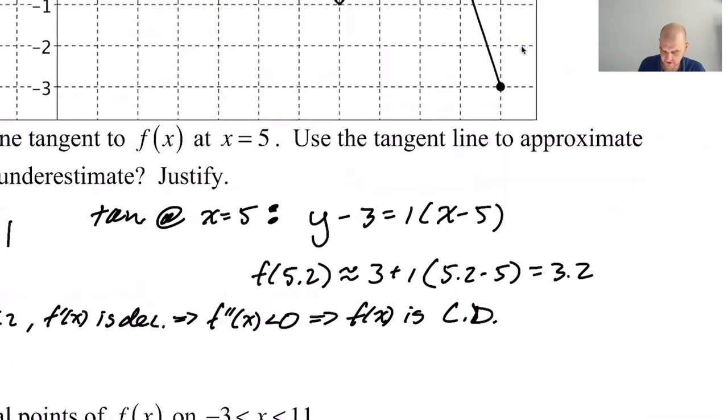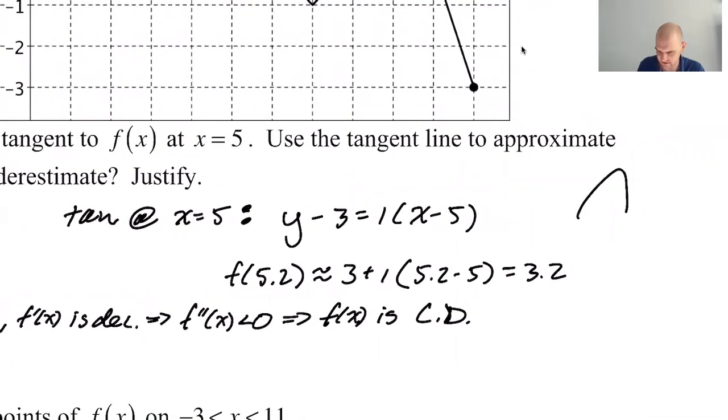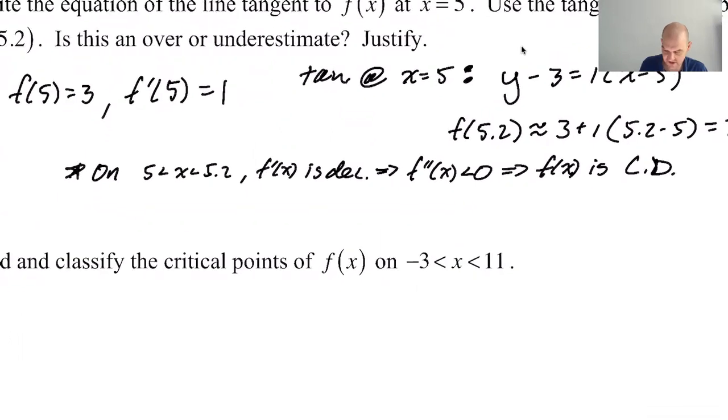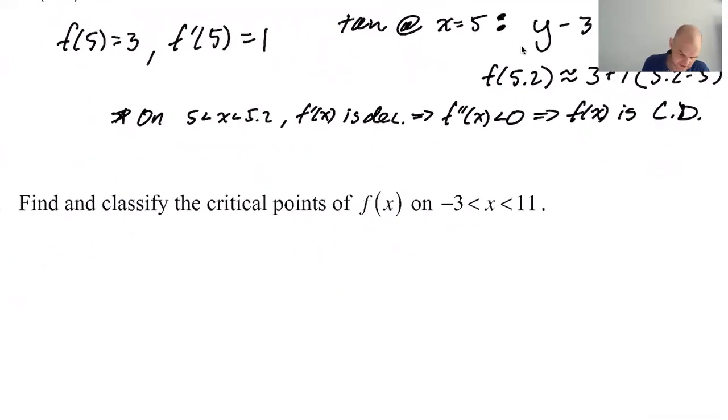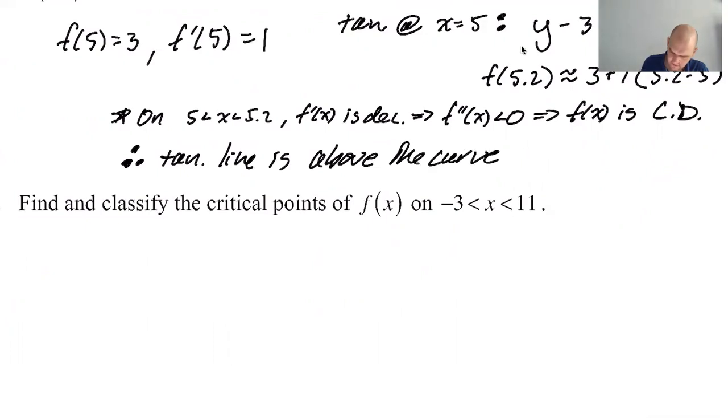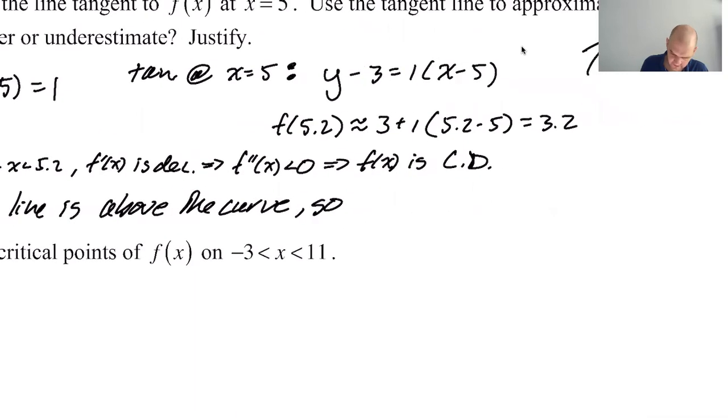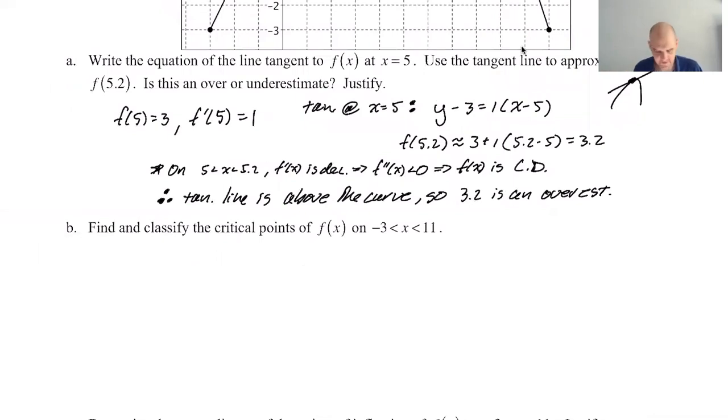If you're not sure when you have concave down, just draw something concave down and put a tangent line. And you can see, since f of x is concave down, the tangent line is above the curve, and you get an overestimate. So I'm just going to say f of x is concave down, therefore the tangent line is above the curve. So this is an overestimate. So 3.2 is an overestimate. Okay, so definitely an overestimate.